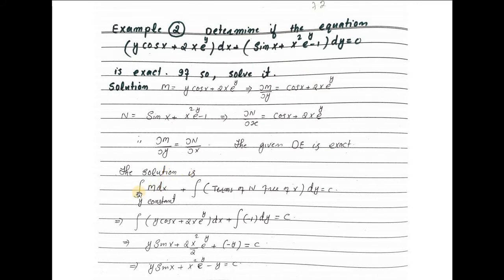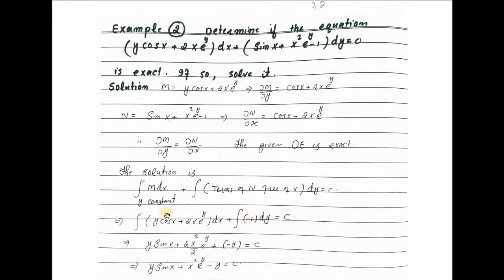The solution is the integral of m dx, where y will be constant, plus the integral of the terms of n free of x dy, is equal to c. So this m will be here, and we have to take those terms from n which are free of x. So this is n, and we have to take the term which does not have x. Here we have x, so we will ignore it. Here we have x, we will ignore it. Here we have no x, so we will take it. So this minus 1 will be used here.